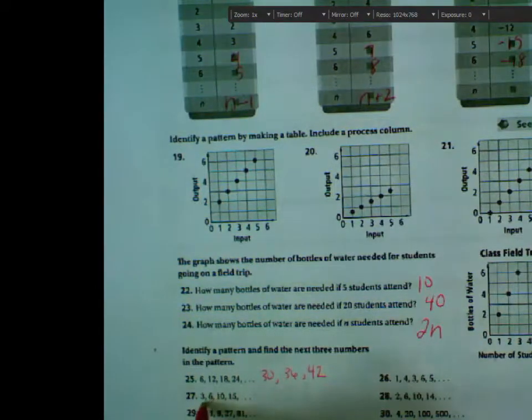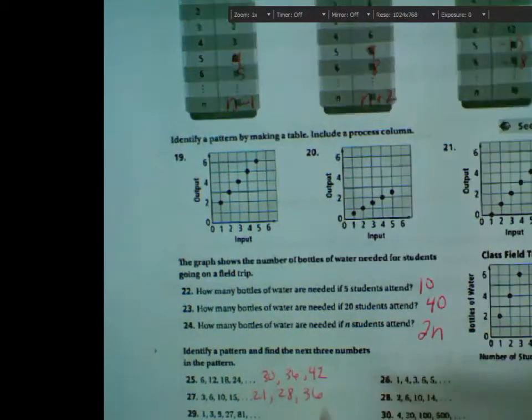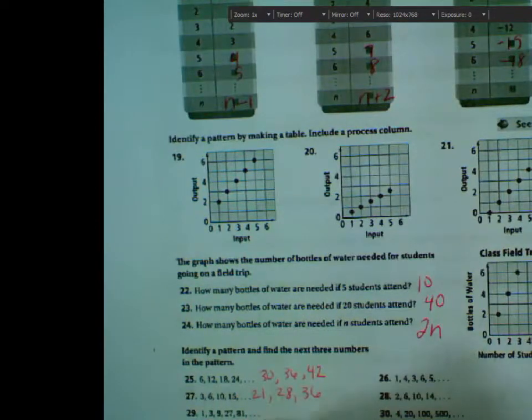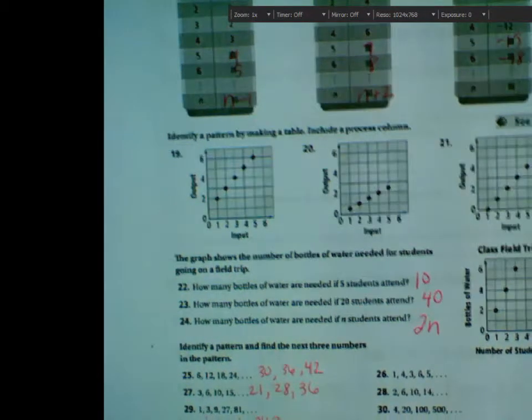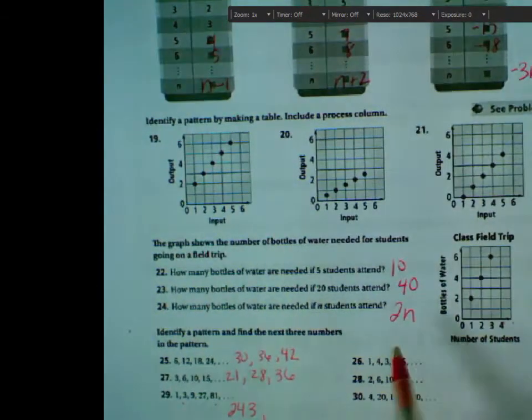Here you're going up 3, up 4, up 5, so up 6, up 7, up 8. Here you're going multiples of 3, so 243, and then so on. I'm not going to do all the math, but you get the idea. This one's a little bit trickier.